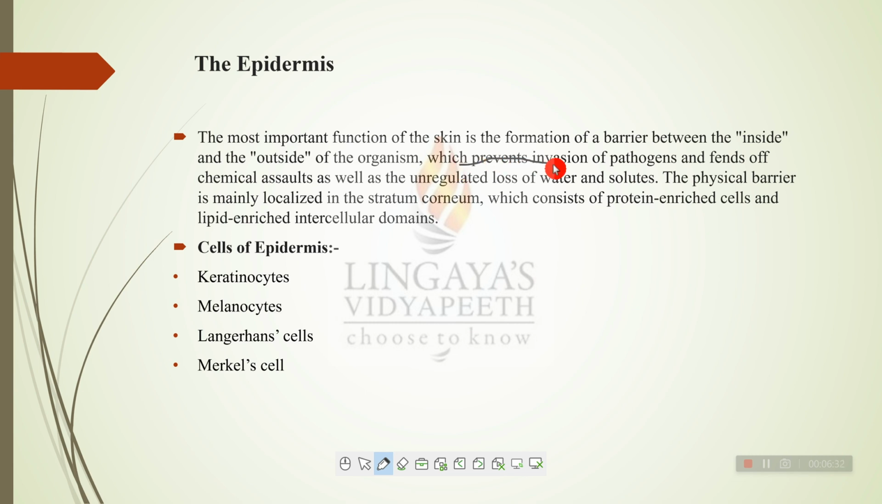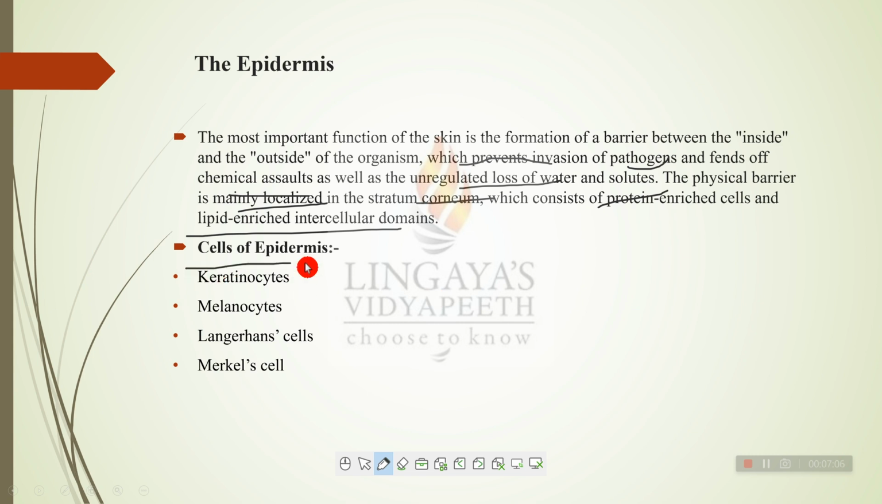It prevents invasion of pathogens and fends off chemical assaults. It also regulates the loss of water and solute. So it is the physical barrier which is mainly localized in the stratum corneum. We will tell all the layers in detail later in the video. It consists of protein-enriched cells and lipid-enriched intercellular domains.